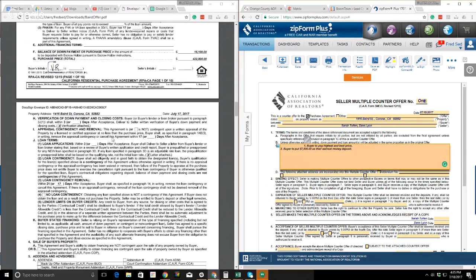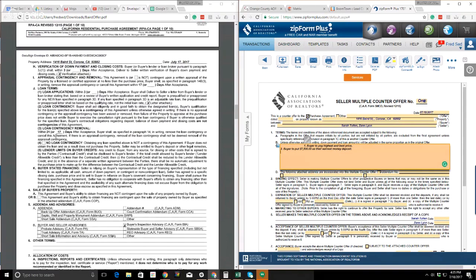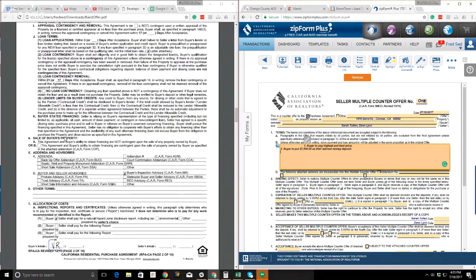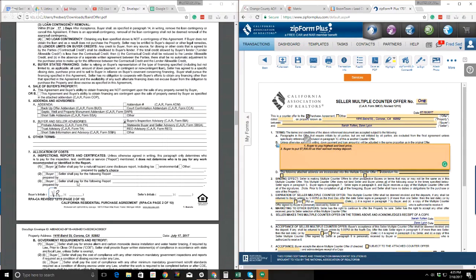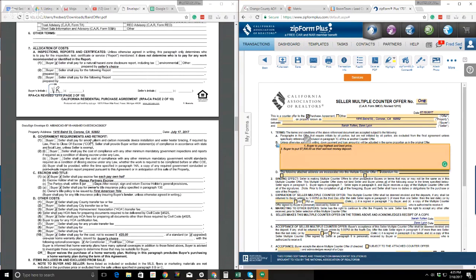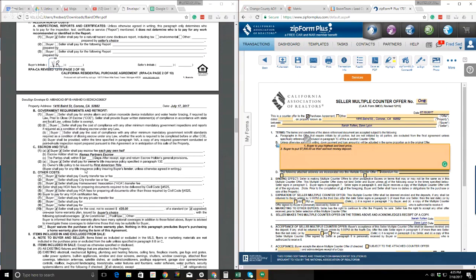Nothing else on the first page. On the second page, the main thing is what they are asking for as far as contingencies go. Loan contingency, they're asking for 17 days, which we've already discussed, so you know we're okay with it. Nothing out of the ordinary here. As far as services go, they're asking for their own escrow, their own title.